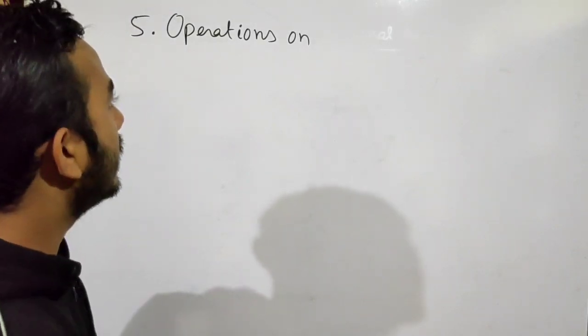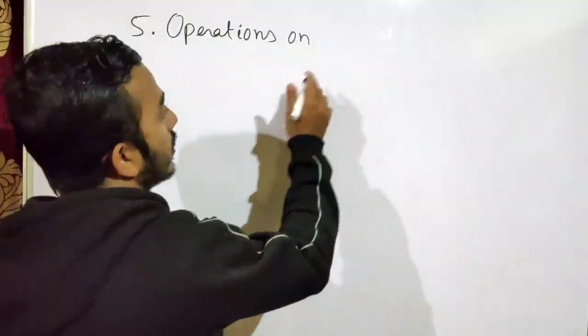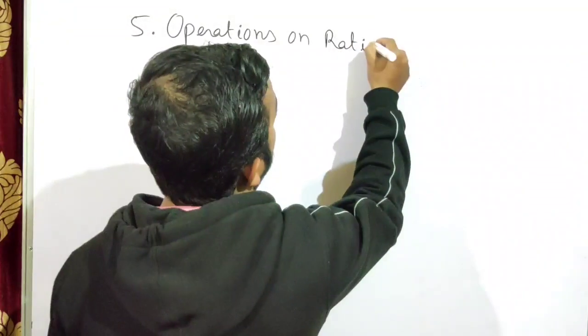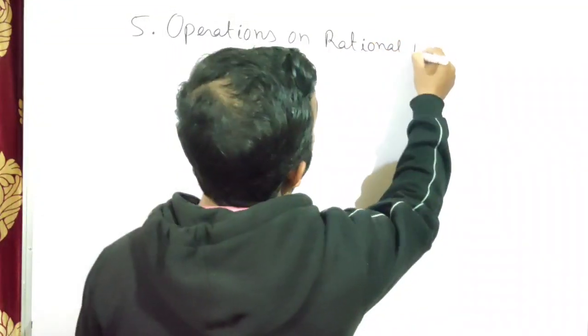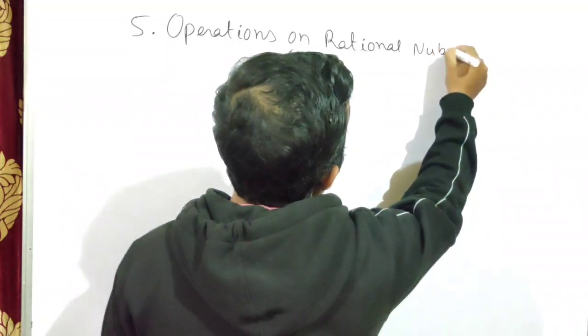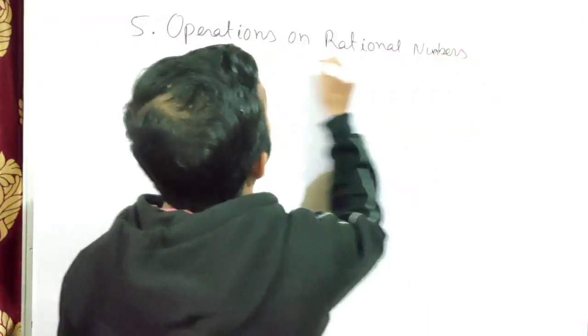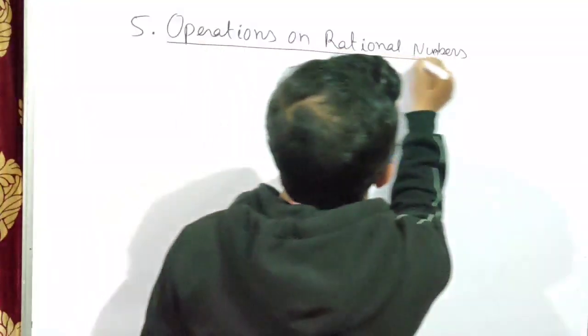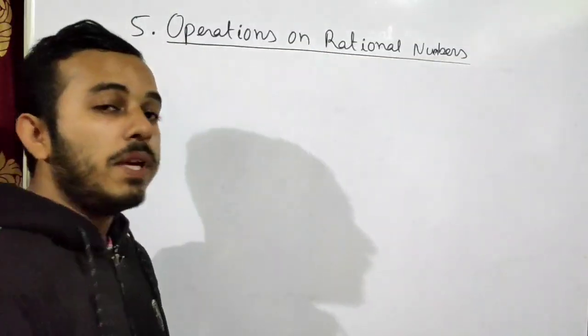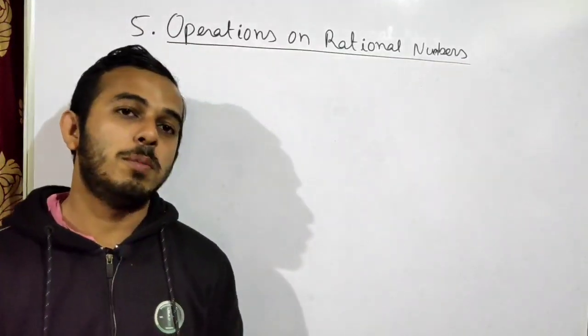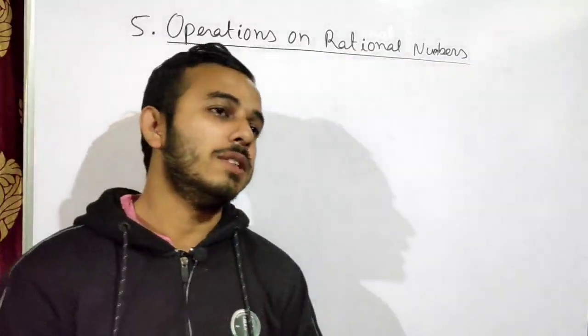Before that, let me write the name of the chapter: Operations on Rational Numbers. Where P and Q are integers. Clear? What are integers? We all know. All the positive and the negative numbers are known as integers.